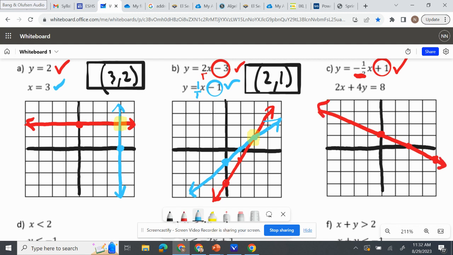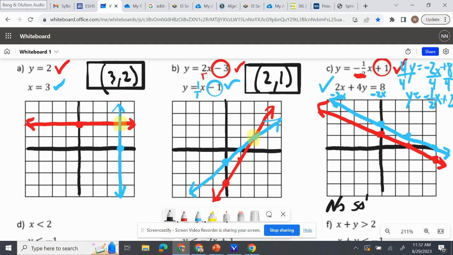For the second one, I'm going to get the y by itself, so I'm going to subtract the 2x, and when I subtract the 2x, I get 4y equals -2x plus 8, and I forgot the 4. Then I divide it by 4. So I get y equals -1/2 x plus 2. So I plot a point at 2. I go down 1 over 2 again, down 1 over 2. And what I notice about this one that's different than the other ones is that it does not cross. Since it does not cross, that means my answer is going to be no solution.